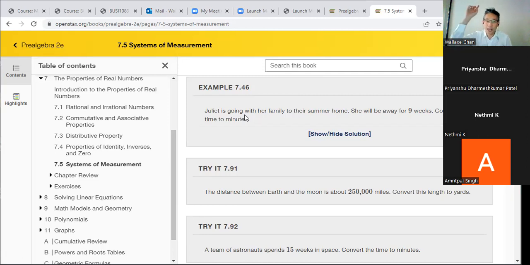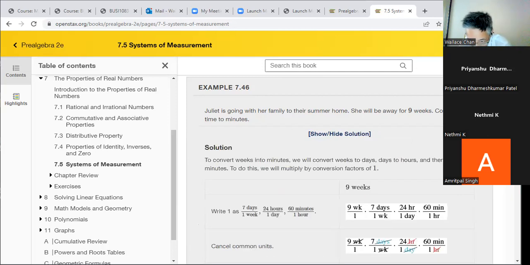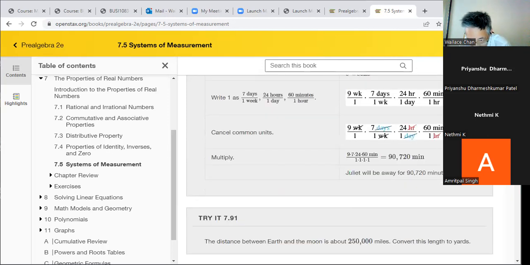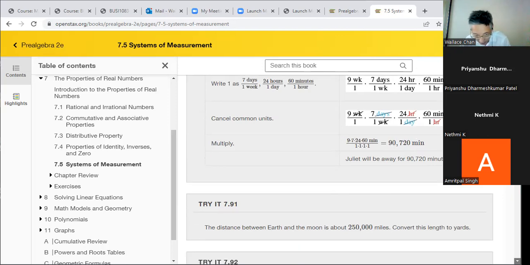So how many hours do we have for 1 day? 24. Okay, so then you multiply by 24, and then 63 multiplied by 24. For 1 hour, you have 60 minutes, right? So then you have 63 multiplied by 24 multiplied by 60. Okay, so 9 times 7 times 24 times 60. The answer is 90,720 minutes.